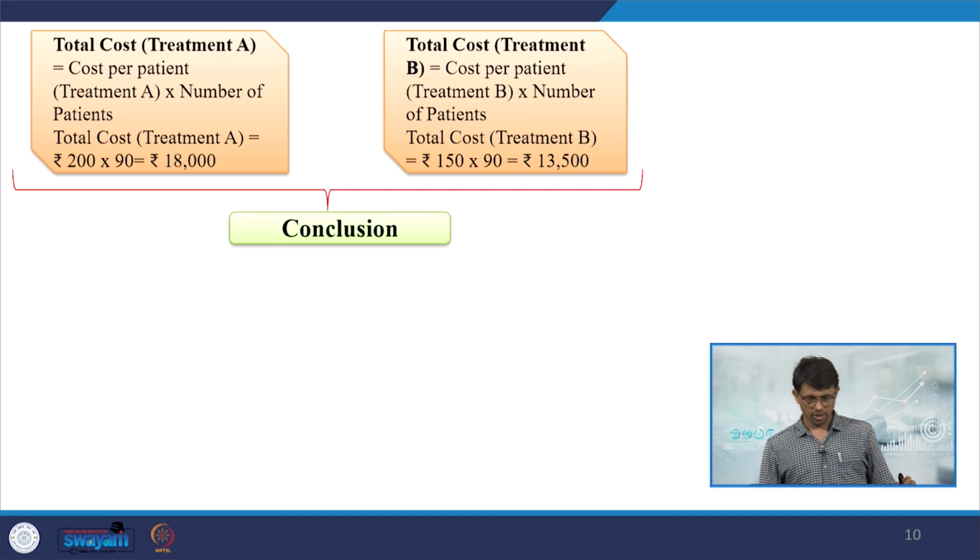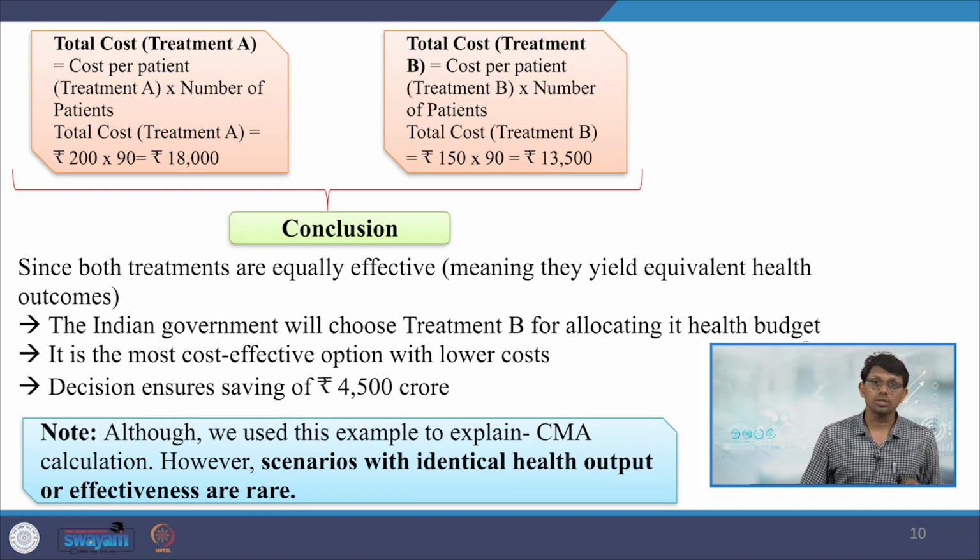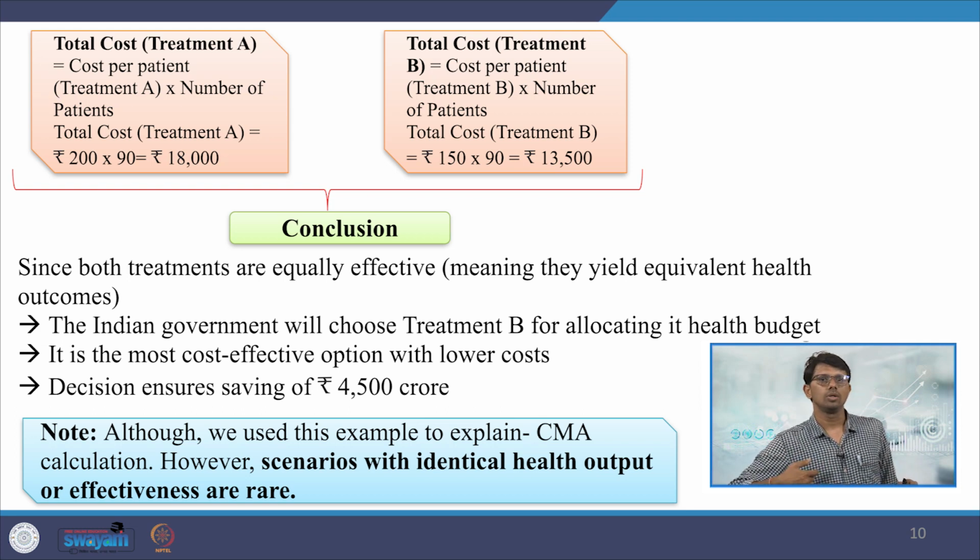So, this is what is mentioned. Since both treatments are equally effective in controlling or preventing COVID-19, the Indian government will choose treatment B because of its cost, because of its budget. So, it is the most cost effective option as of lower cost, and the decision ensures saving of rupees 4,500 crore. That is the difference between treatment B and treatment A.